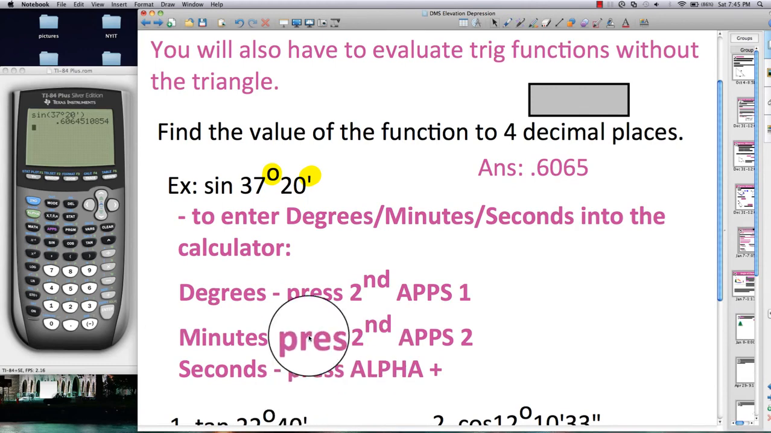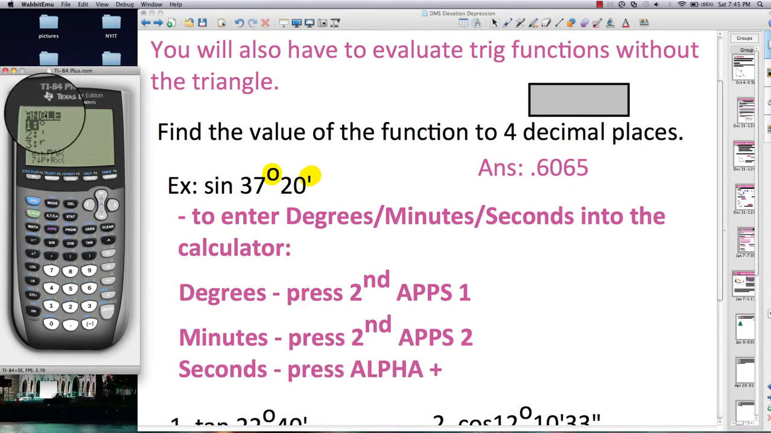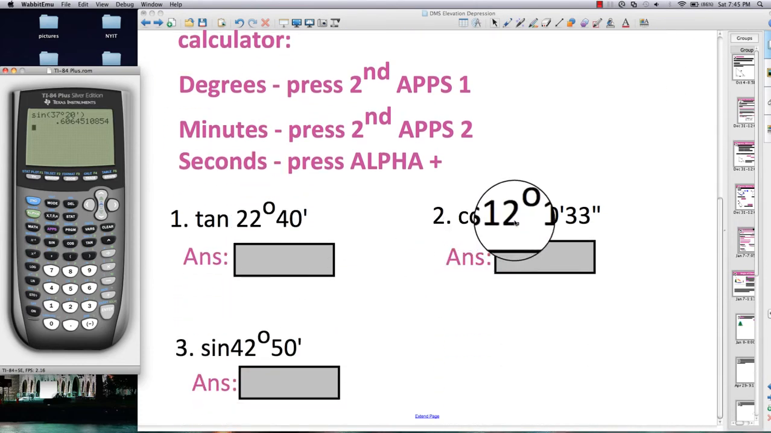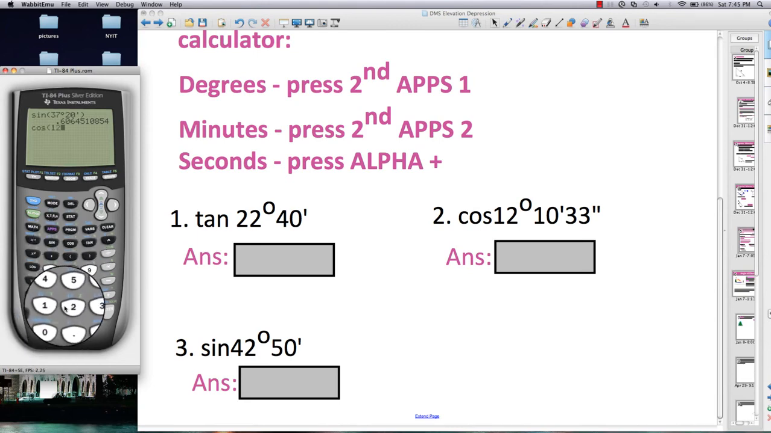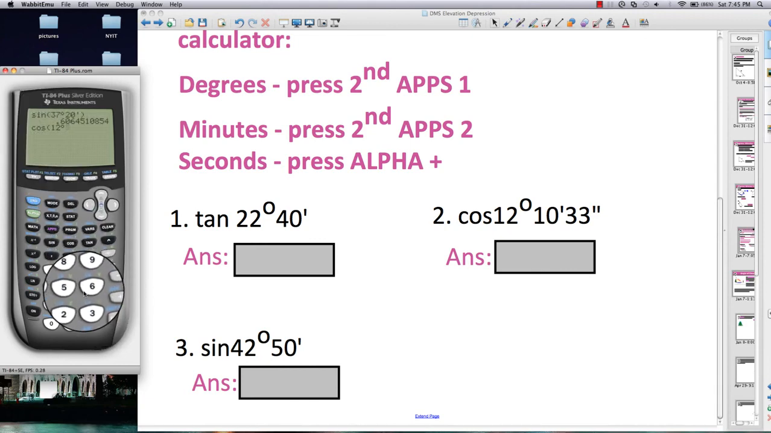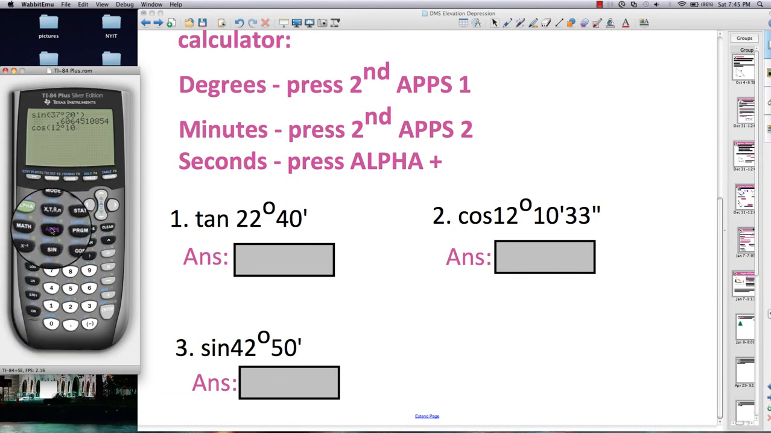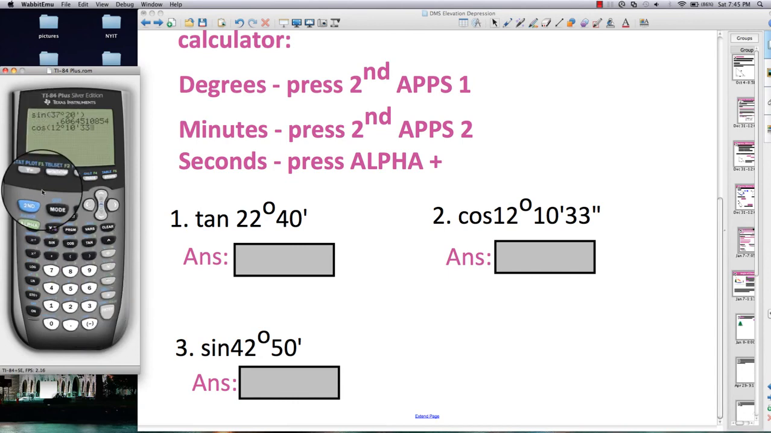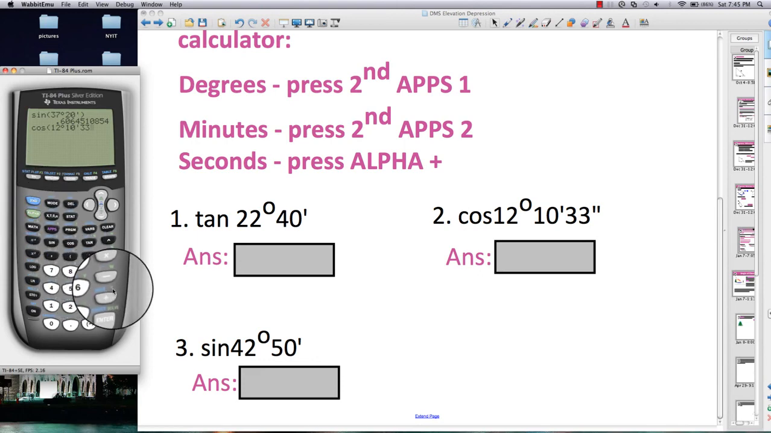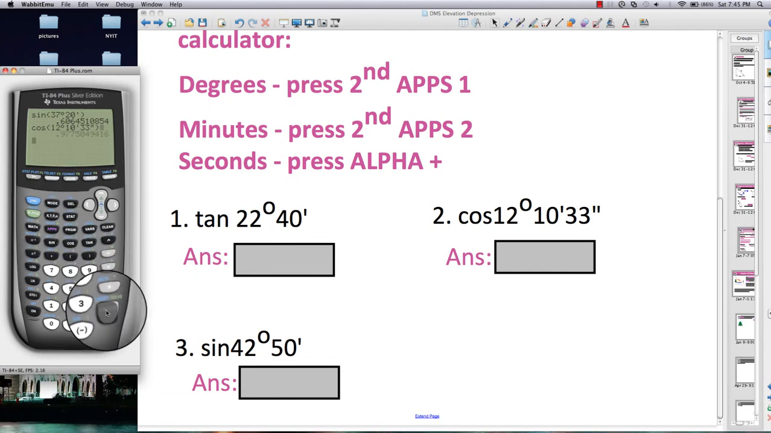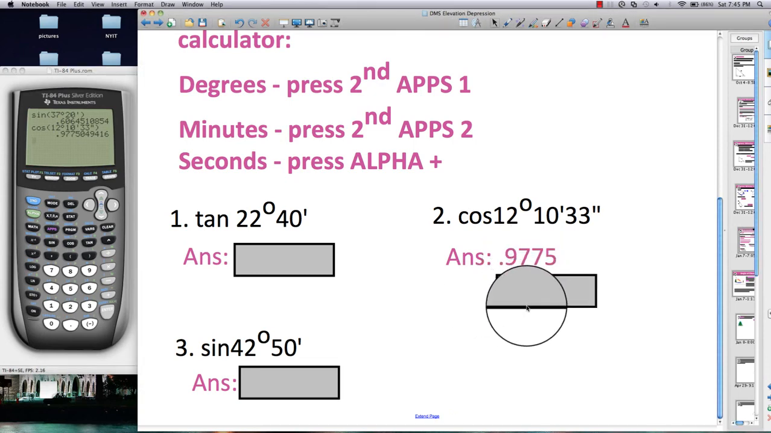The seconds symbol is the only one that's not in second apps. You'll notice we just have degrees, we just have minutes. Seconds is found elsewhere. So we'll do an example that has that. Let's take a look at number 2 here. Cosine of 12 degrees, so second apps, hit the degree symbol, 10 minutes, second apps, number 2, hit enter, and 33 seconds. The seconds symbol is found by the plus sign over here. We're going to need to hit alpha plus, close the parentheses, and then hit enter. So that would be our answer.